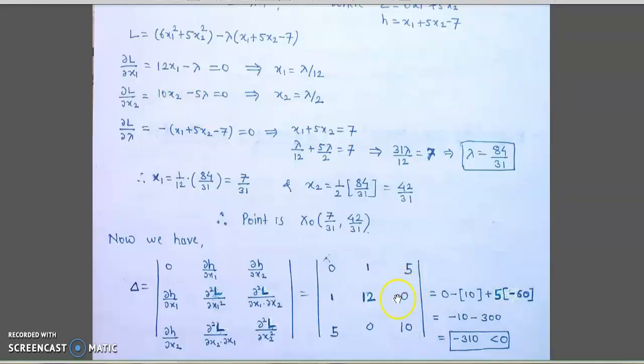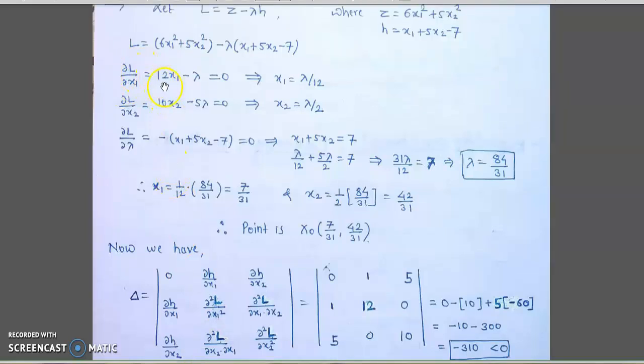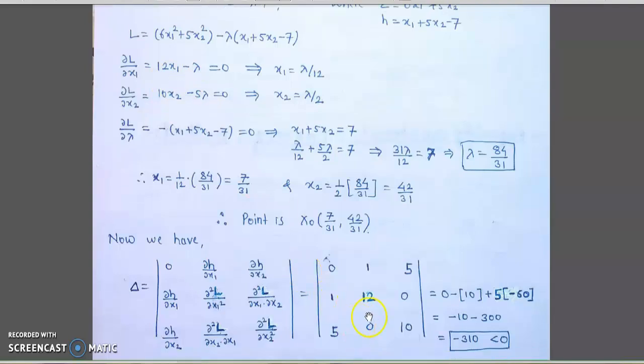That's why 0 here. Similarly for this constant, we have dou 2L upon dou x2, dou x1. So first with respect to x1 and then with respect to x2. First with respect to x1 is already taken here, 12x1 minus lambda. If we differentiate this with respect to x2, we get 0 as there is no x2 term. That's why here also we have 0. Now the last term is the derivative of L two times with respect to x2. It's a partial derivative. So dou L upon dou x2 one time is here 10x2 minus 5 lambda. One more time differentiate with respect to x2, we get 10 here. That's why 10.